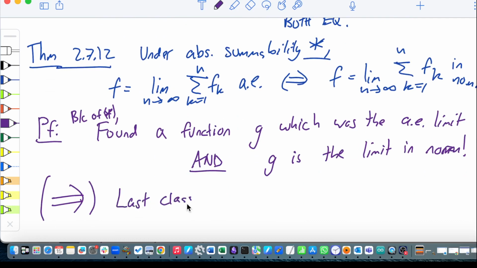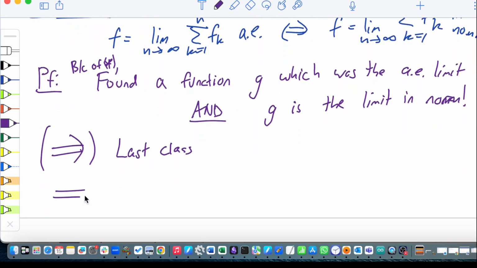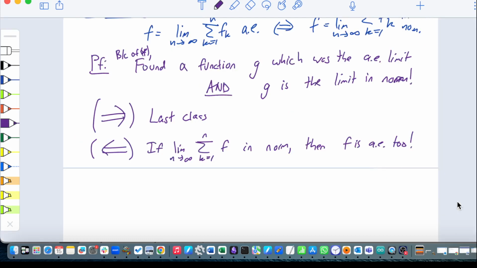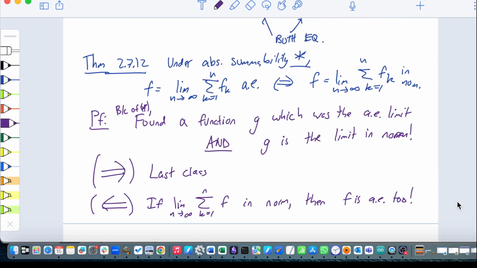And right at the beginning of today, I will do the reverse, which is if the sum goes to f in norm, then f is the almost everywhere limit too. Okay, so that's all sort of recap. That's what I'm about to prove. But let me know if there's something I should further recap to make it make sense.